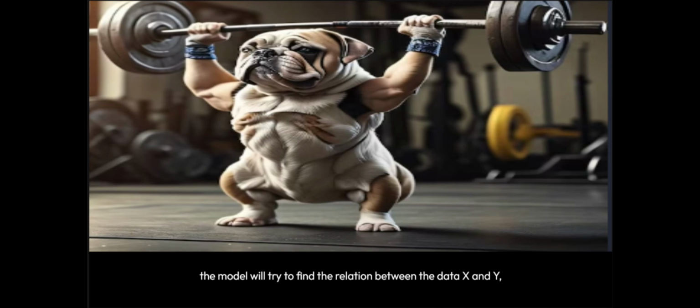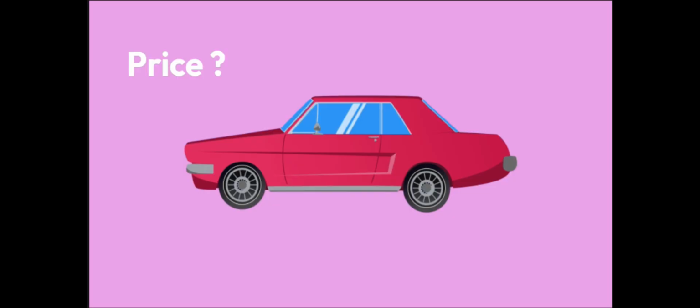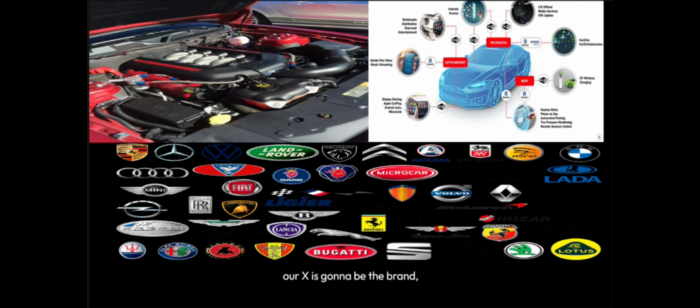In reality, the model will try to find the relation between the data x and y. X is the columns in our data used to predict the y. For example, to predict the car price, our x is gonna be the brand, the engine size, the features. The price, which is the value to be predicted, will be the y.